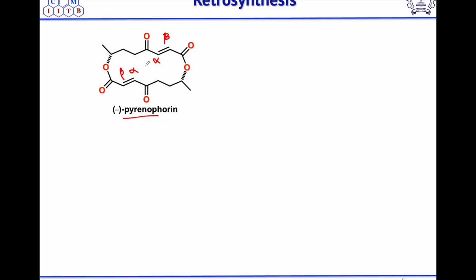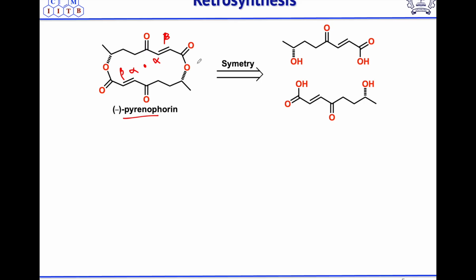You can pass a C2 axis perpendicular to the plane of the molecule, and you will get the same. So basically this is a symmetric molecule. So we could think about the retrosynthetic plan first. By keeping the symmetry in mind, we can think that we could get this from two starting precursors, and these two precursors are basically both the same. Via lactonization we can get our desired target molecule. So this is our target molecule, right?